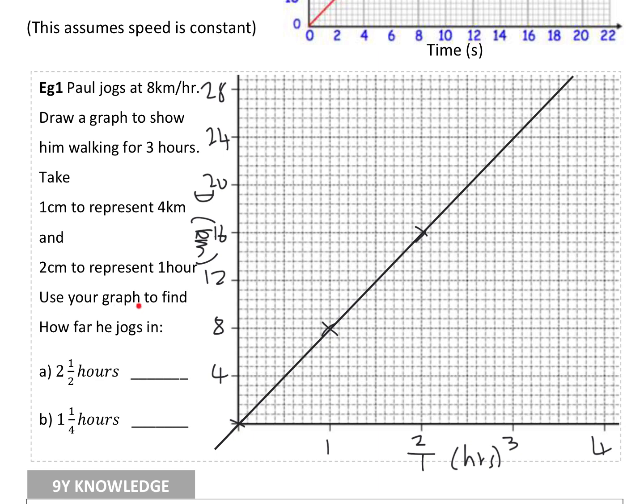Okay, we've got to use the graph to find how far he jogs in 2.5 hours. So 2 hours is here, 3 hours is here, 2.5 is in the middle. So go from 2.5 up till we reach the line, and we get that is 20 kilometers.